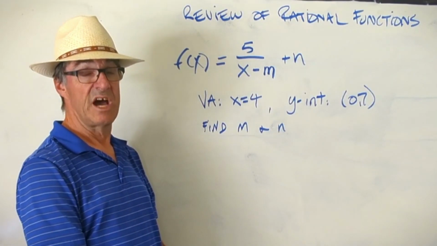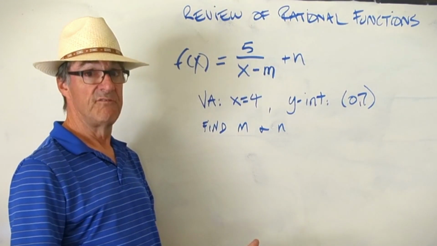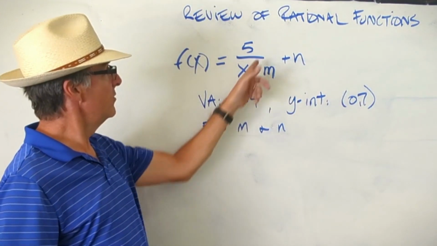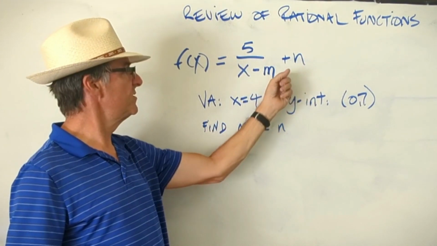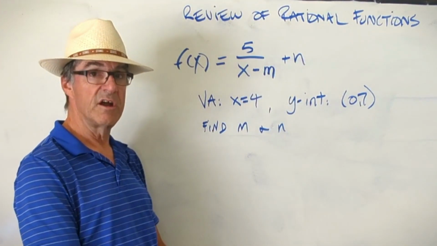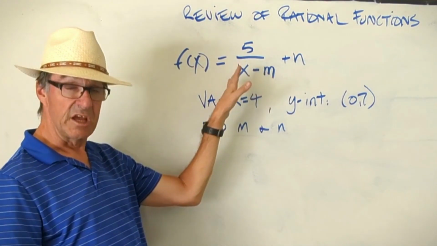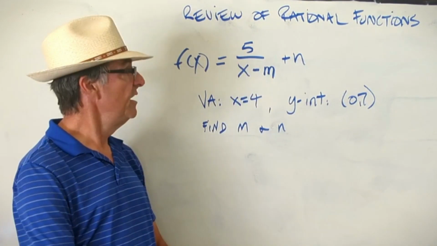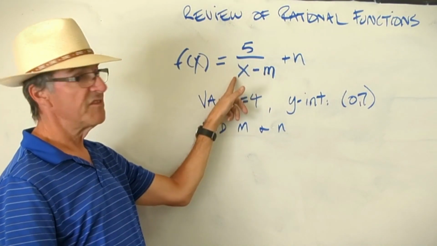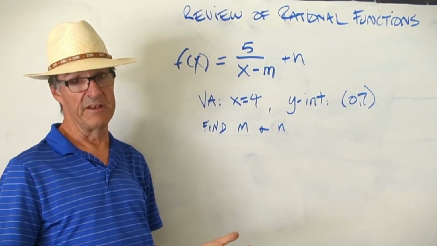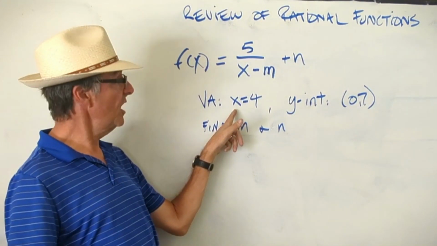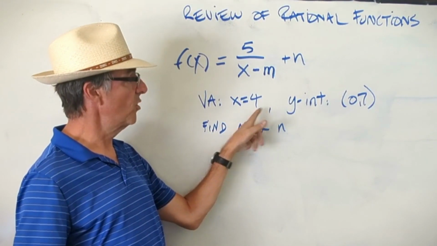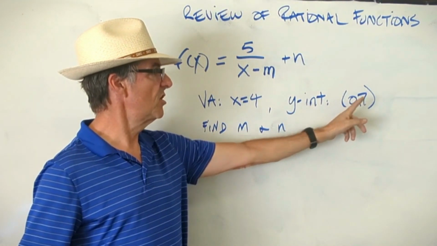Let's do an IB type problem with a rational function. So here's the setup. We have our function, but we have variables in the spots where we normally would have our numbers. So this is the second form from the last board, and there's no c in front of the x, but that just means c is 1. So let's check this out. They're telling us that the vertical asymptote is the line x equals 4, and the y-intercept is 0, 7.